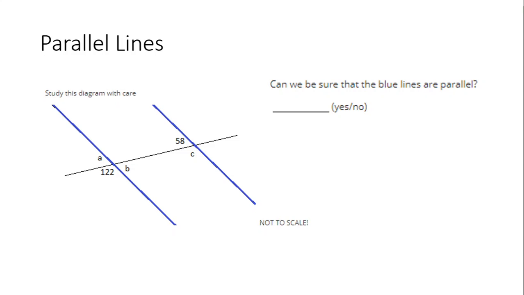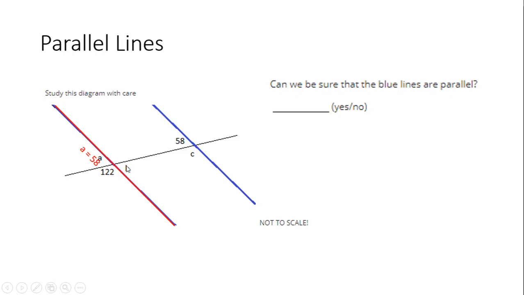Next, can we be sure that these lines, the blue lines, are parallel? Yes or no? Now, I can work out what A, B, and C is. I could use parallel line rules, but I'm not sure these lines are parallel. So let's use some other rules. Here I can see I've got a straight line. So I use that straight line to work out what A is. A plus 122 should add to 180, in which case A must be 180 minus 122, which is 58.